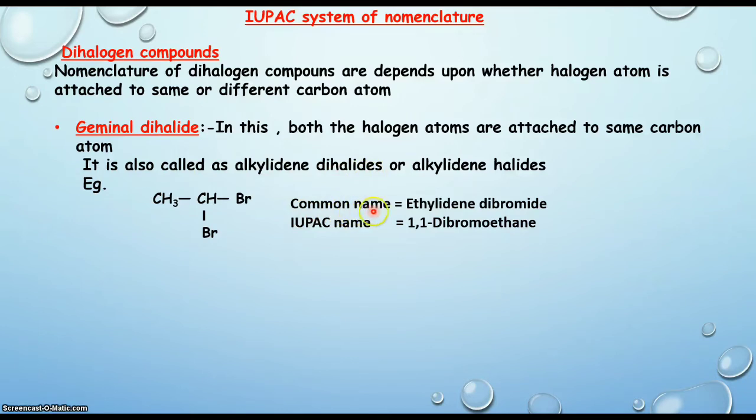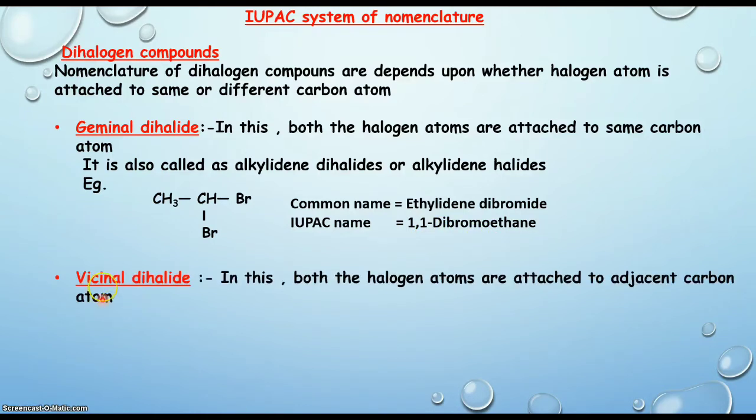The common name will be ethylidene dibromide. Ethylidene for the 2 carbon atoms and dibromide shows that 2 bromines are there. Both the bromines are bonded to this carbon and this will be numbered as 1. So the IUPAC name of this structure is 1,1-dibromoethane.